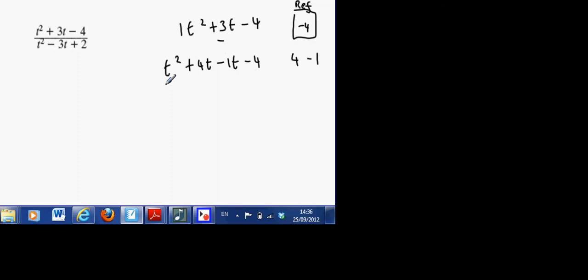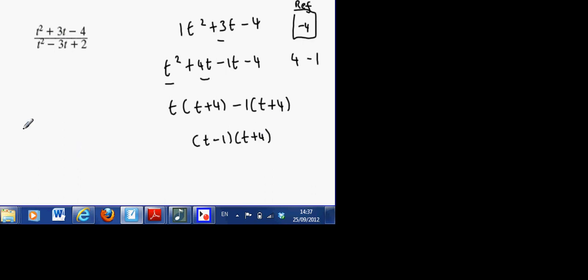Take out t. T comes out, and you're left with t plus 4. The second bracket is automatically the same. Some people use big X for this. Okay? If you know big X, then that's not a problem. Then it's going to be t minus 1 into t plus 4.